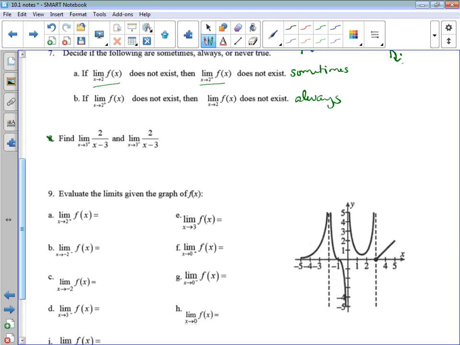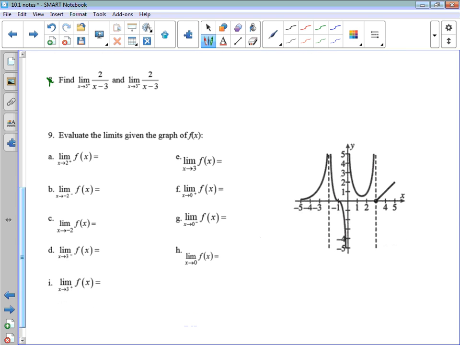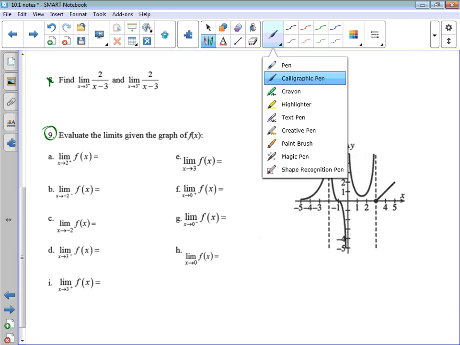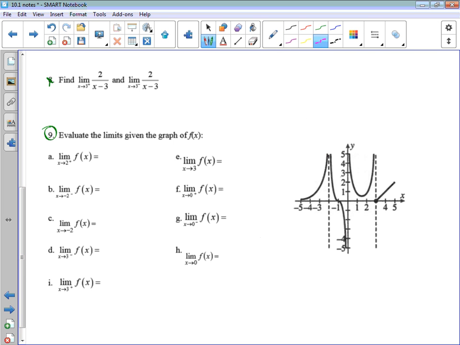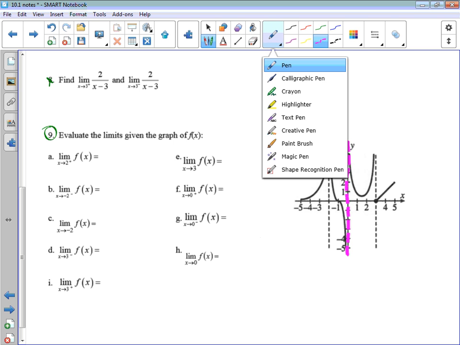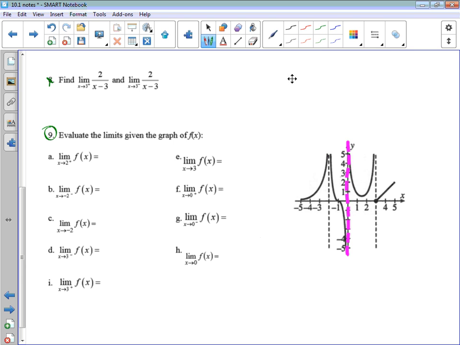All right, guys, skip 8 for me, and let's just do 9. So this is all from your graph here. Got some asymptotes this time. And you can't see it very well because it's the y-axis, but there definitely is an asymptote right in there. So I'll give you a minute.